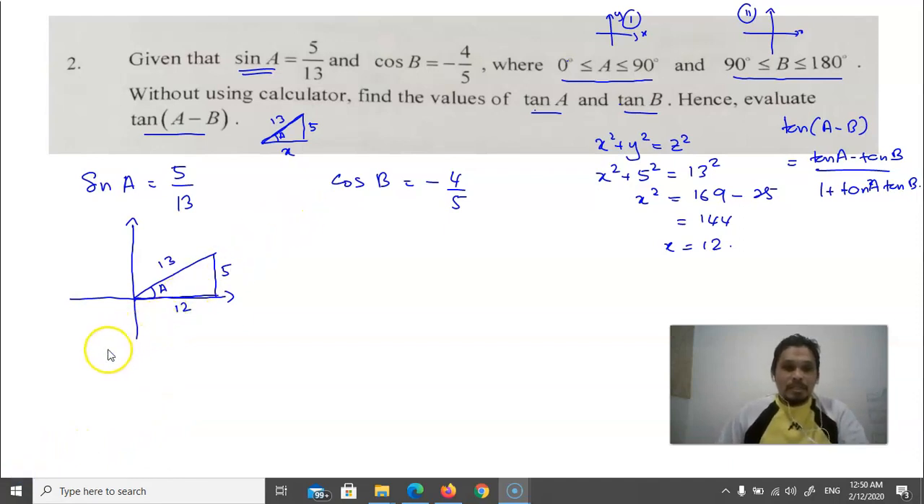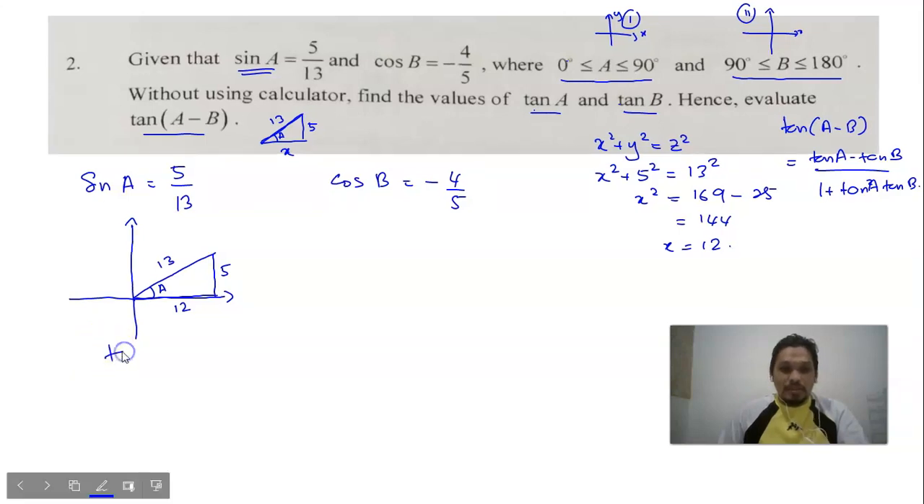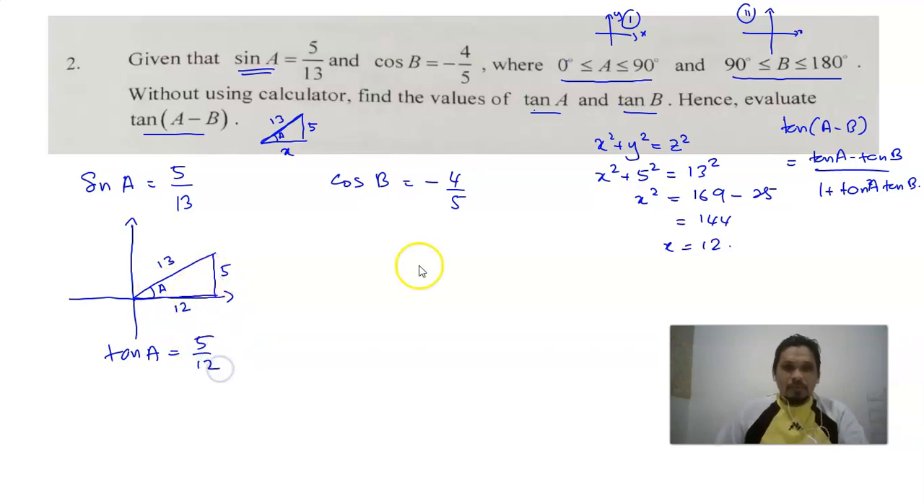Now let's list down, because I think we really look out for tangent for both A and B. So tangent A equal to, okay, tangent is opposite divided by adjacent, which is 5/12.